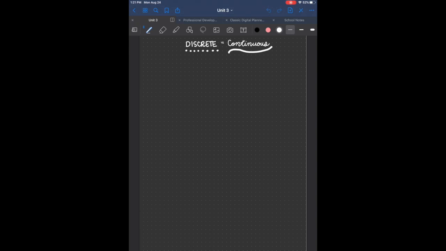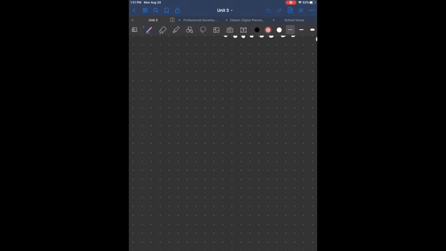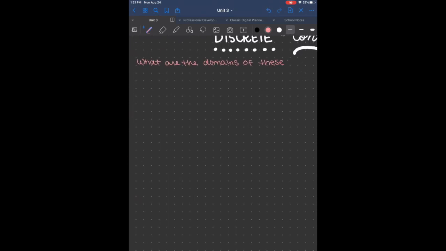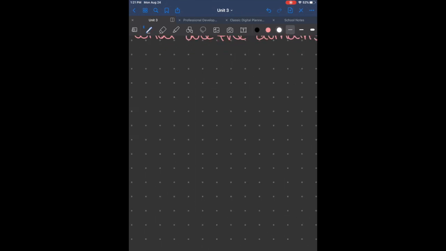Continuous functions. So first we're going to figure out domains of lines. A line is just a drawing of the x-axis, so that's why it's only domain. So draw yourself a number line.